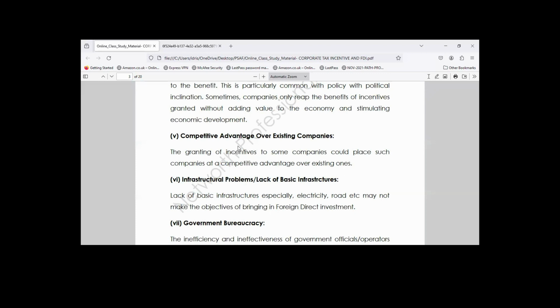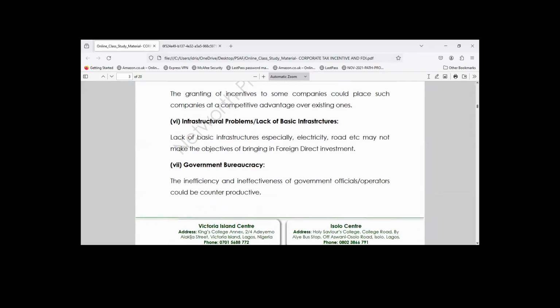Another one: lack of basic infrastructure. We want to attract foreign investment in Nigeria. Do we have the basic infrastructure? All these foreign investment companies, if they come to Nigeria, in the next 10 years, they will go back again. Even after you give them some incentive, they will go back. Why? Because we don't have stable electricity. We don't have a good road network. We don't have adequate security.